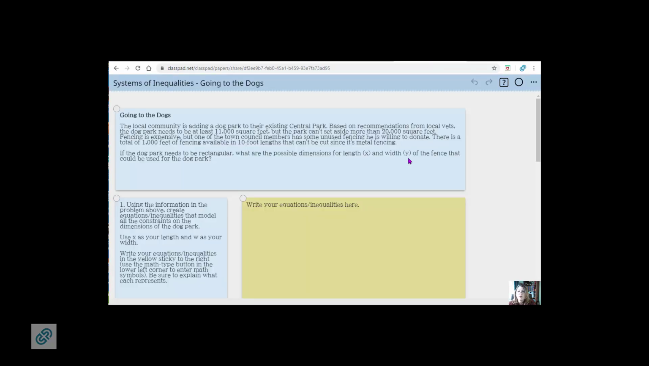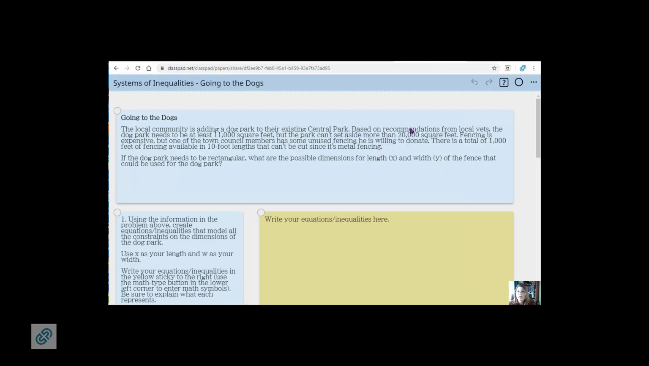This last one is actually a problem where we're going to use perimeter and area. This requires them to understand that the perimeter of a rectangle is 2 times the length plus 2 times the width, and that the area is length times width, and in this case we're using an X and a Y.